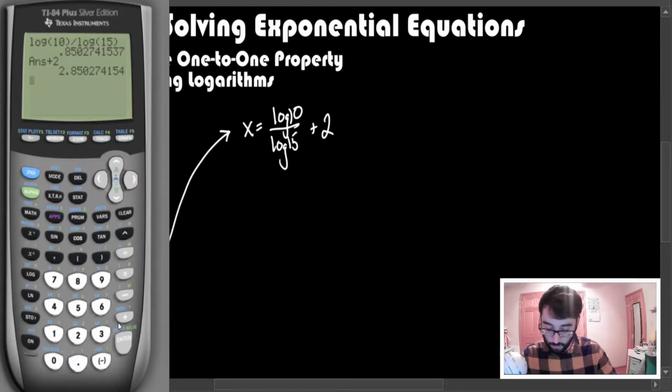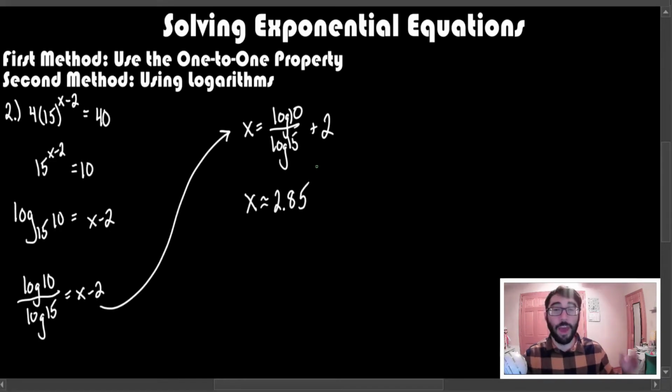So I'm going to make that 2.850, or just 2.85. And that would end up being our final answer. Okay, good. So that is another example. Let's go ahead and take a look at another one.